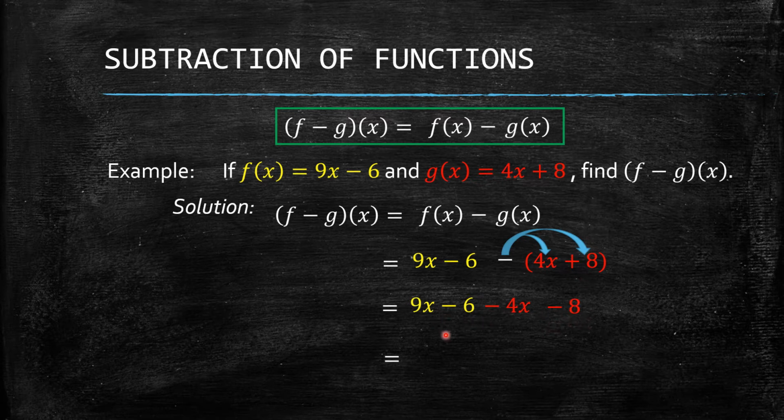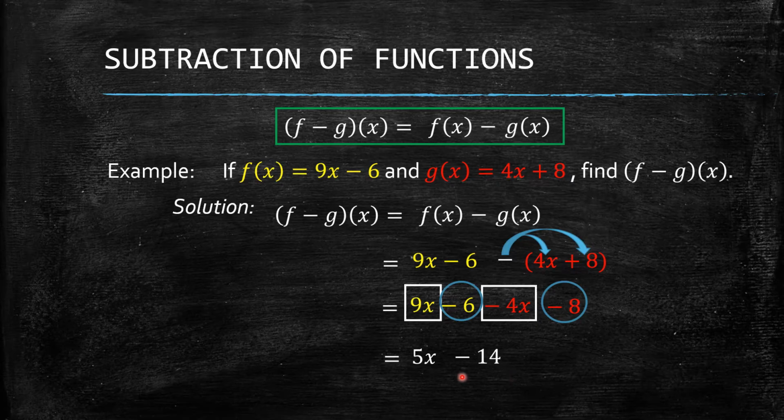So we will combine similar terms. So we have 9x minus 4x, that's 5x. Negative 6 minus 8, that is negative 14. We cannot combine 5x and 14, so this will be our final answer. Now let us try this.